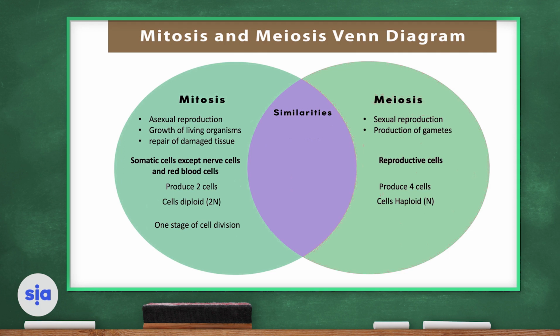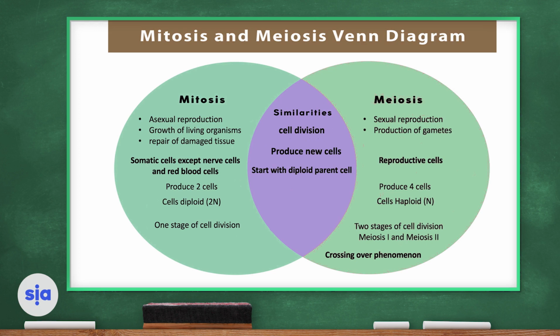Mitosis is 1-stage cell division, while meiosis has 2 stages, meiosis 1 and meiosis 2. And of course, meiosis has the crossing over phenomenon we discussed before. Both of them are cell division. Both of them produce new cells. Both of them start with diploid parent cell and are preceded by interphase.